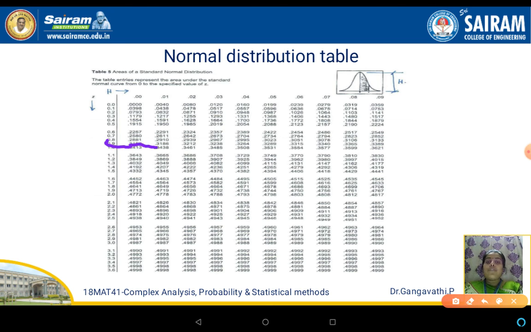And you have to go till 0.05 because that is in the third decimal place. So the value was 0.8. Look at the lines exactly. 0.8 at 0.05, which is 3023. So let us check. Let us go back and go to the next slide where we had the problem.